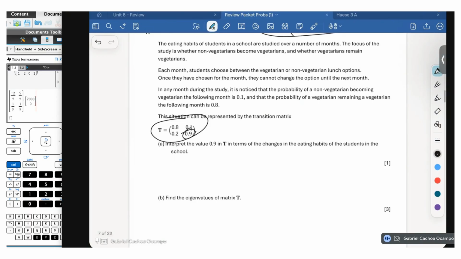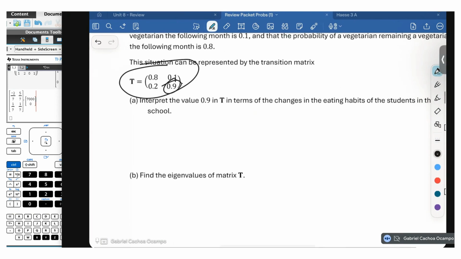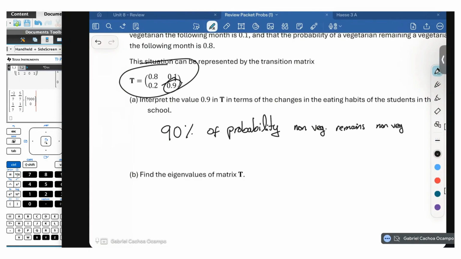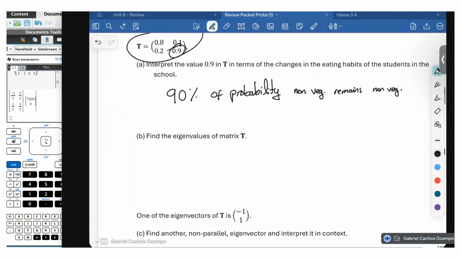And if you read it, you will know that that means that 90% probability of a non-vegetarian remains non-vegetarian. That is the meaning of that 0.9. Okay, now they are asking us for the eigenvalues of the matrix.